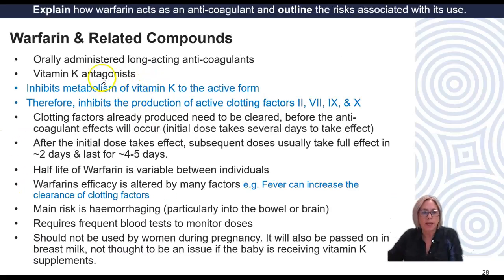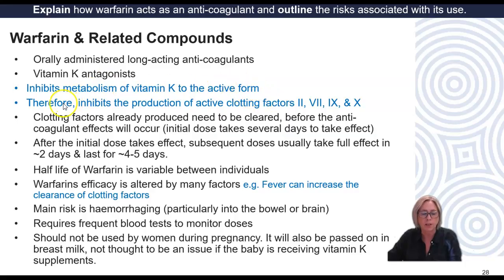So warfarin is orally administered, and it's a long-acting anticoagulant. It's a vitamin K antagonist. So in terms of its mode or its mechanism of action, it inhibits the metabolism of vitamin K to the active form of vitamin K.